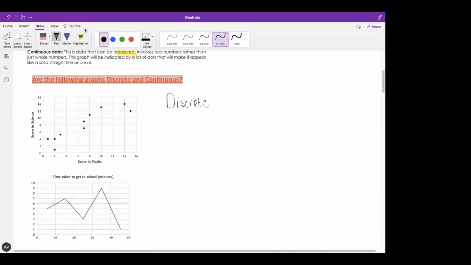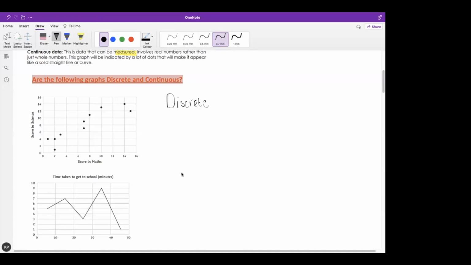Okay, I only have one answer from Delano who says continuous. Snako says continuous because there are lines. That is true. But also, guys, what type of data are we talking about here? We're talking about time taken to get to school, right? So you have to think about it carefully.